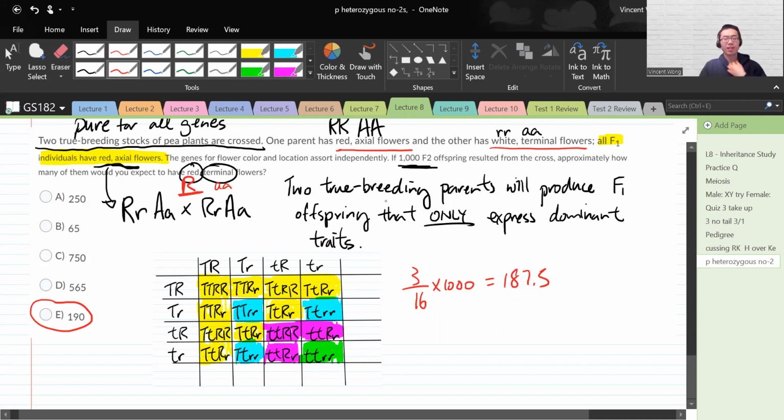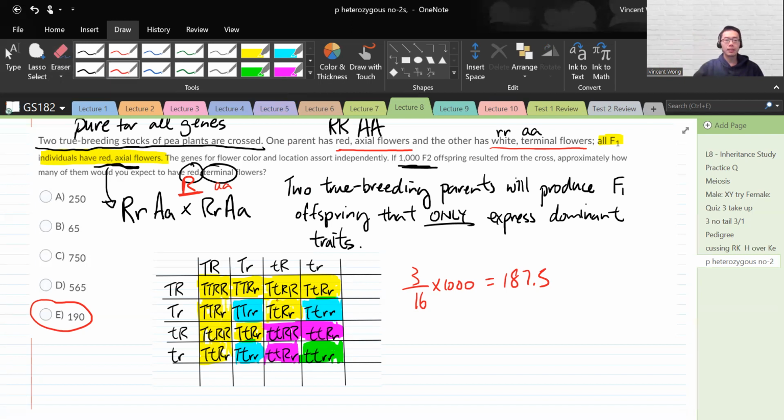So like the yellow ones, in this particular context, they would be red and axial. And the green one would be white and terminal. These are just letters, just alphabets, and you can apply them to any situation. It's not going to be a problem. Questions before we move on?